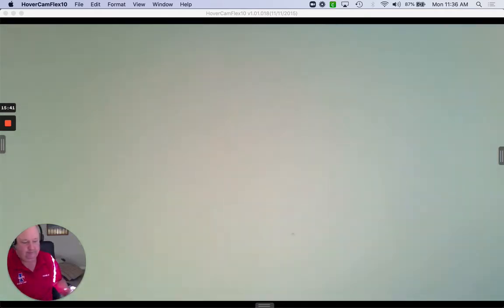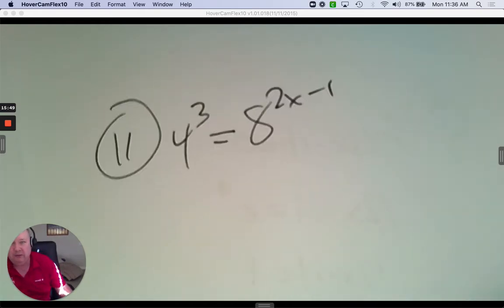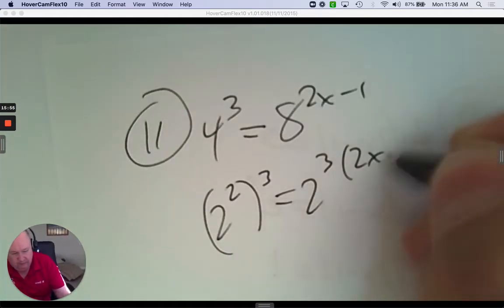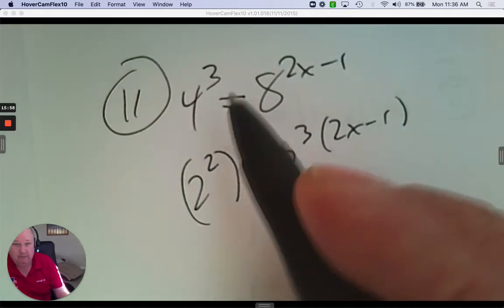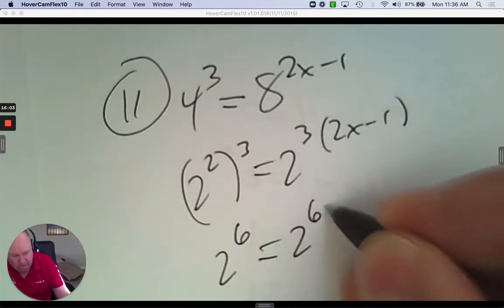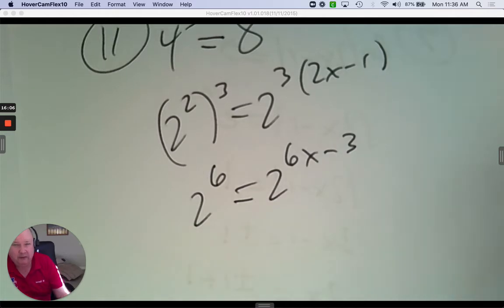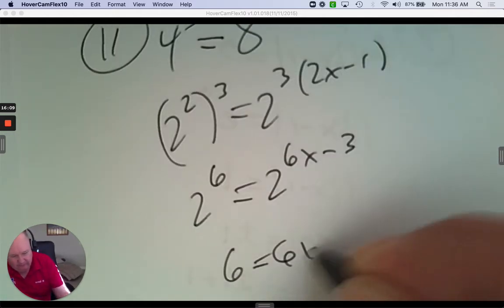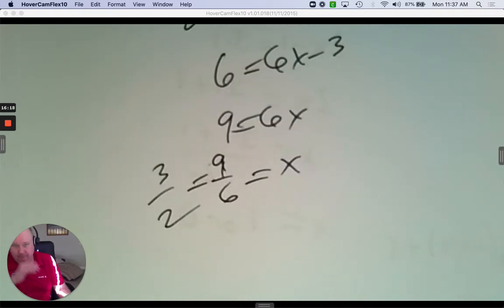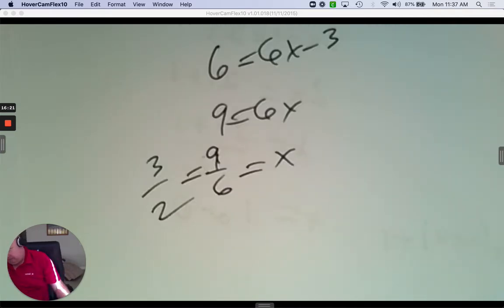Number 11. We have 4 to the exponent 3, 8 to the exponent 2x subtract 1, just pre-calculus. Make the bases the same, and then solve the exponents. So pretty simple. Make both bases into 2, and then I got 2 to the exponent 6, 2 to the exponent 6x subtract 3. Make the exponents equal to each other, and then solve it. Add 3 and then divide by 6.